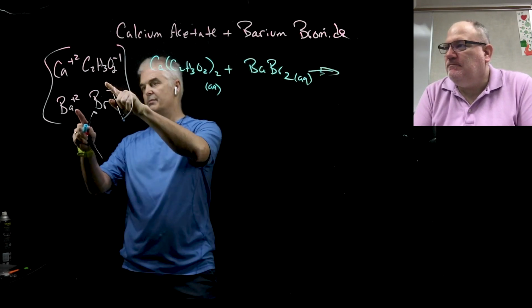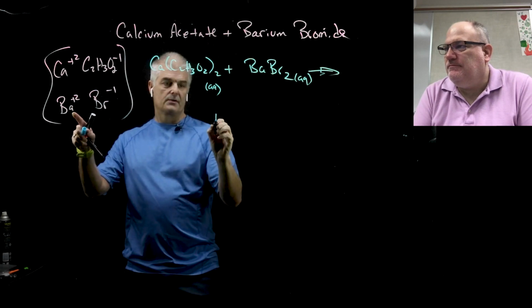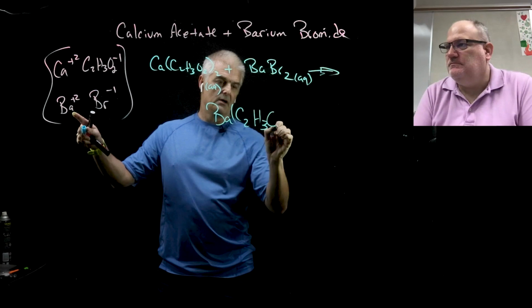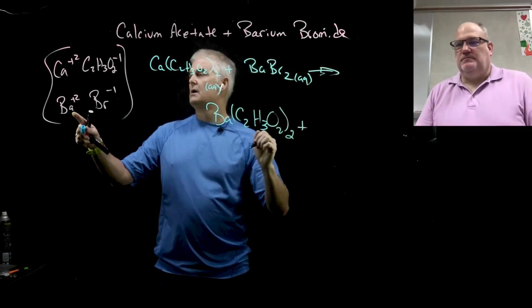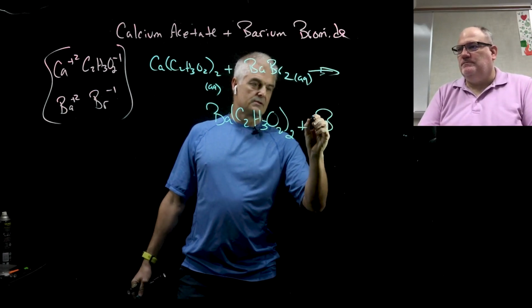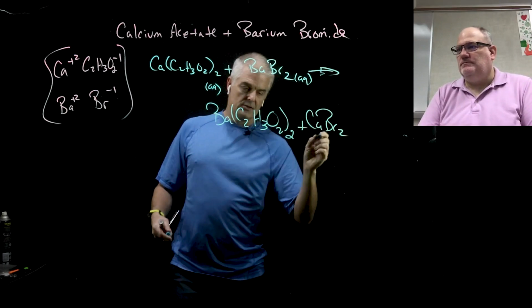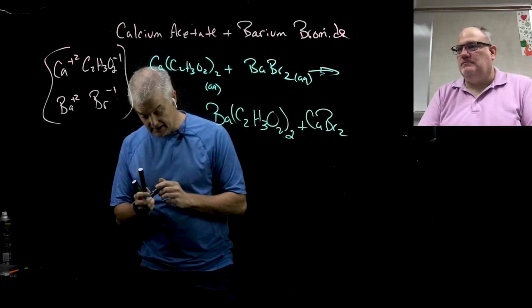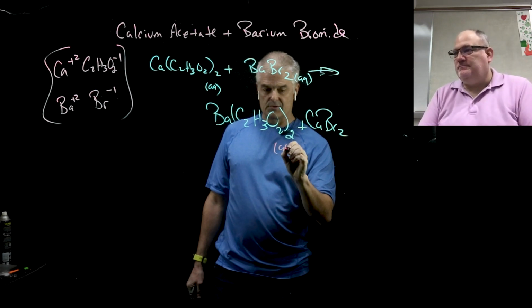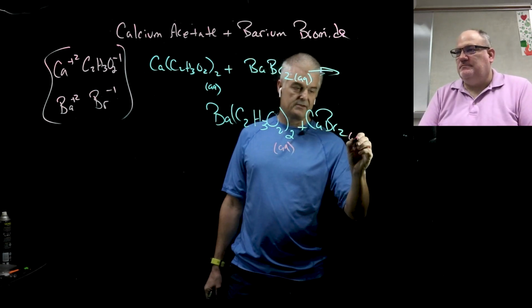We're going to put together barium acetate. So that's Ba(C2H3O2)2 plus, put calcium and bromide together, CaBr2. Now we need to look at the table again. And what do you see on the table there? Barium acetate is, go ahead. Yeah, it's aqueous. This one's aqueous. And then the calcium bromide is?